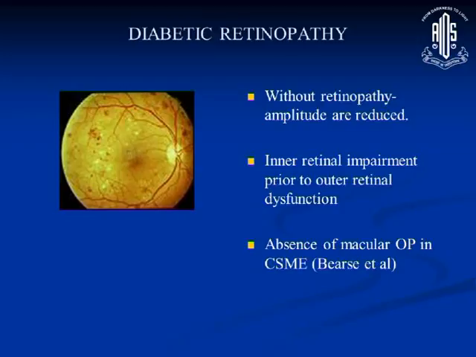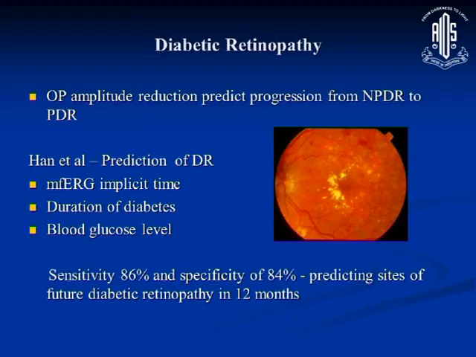In diabetic retinopathy, even when the retinopathy has not started, the amplitude is reduced. The inner retinal impairment occurs before the outer retinal dysfunction. And there are studies which have proved the absence of macular oscillatory potential in CSME. That is in full field ERG, obviously. In diabetic retinopathy, the oscillatory potential amplitude reduction predicts the progression from non-proliferative to proliferative diabetic retinopathy.